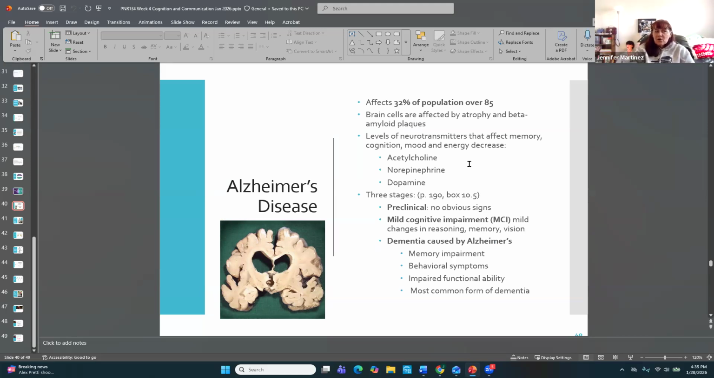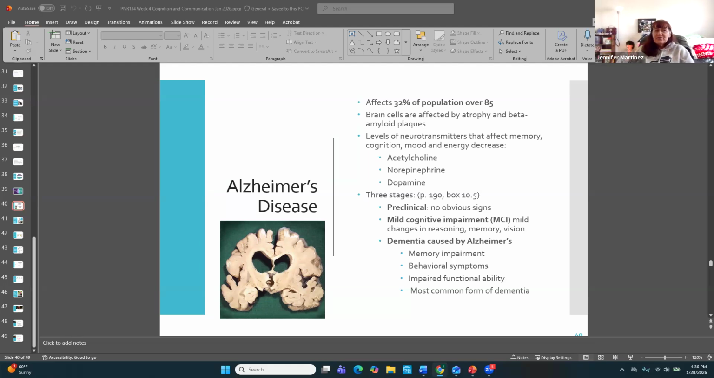So it's affected by acetylcholine, norepinephrine, and dopamine. There are three different stages, and these are just an overview of them. With the preclinical stage, they don't have any obvious signs of dementia. When we get into mild cognitive impairment, that is where they start to have some mild changes in their memory, even in vision, and their reasoning.